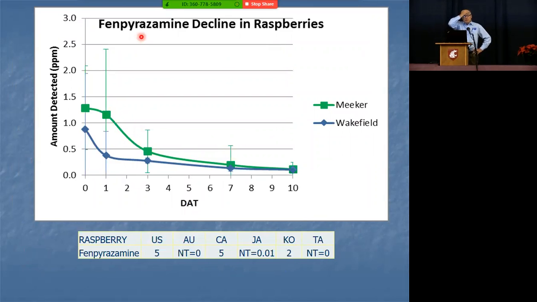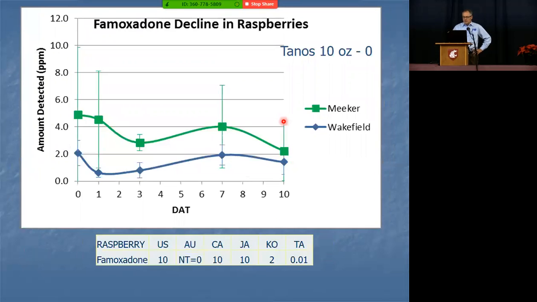This is a product, I'm not going to tell you the brand name. It is not registered on raspberries, but it will be. So we tested this. So when it does get registered, we'll have the data for it. And they're still working on some of the tolerances. But for example, you got 5 in the US. We're not close to 5. Korea has 2. So you'll be able to go into Korea with this product.